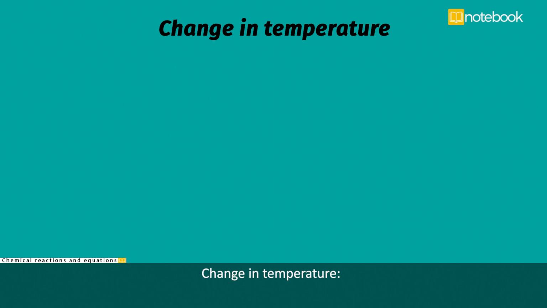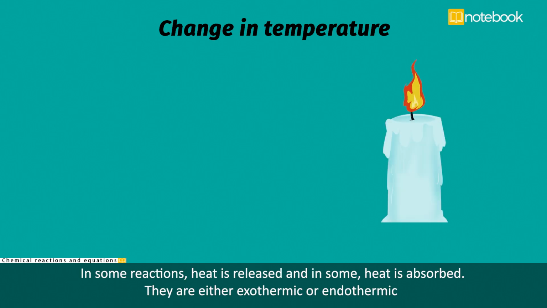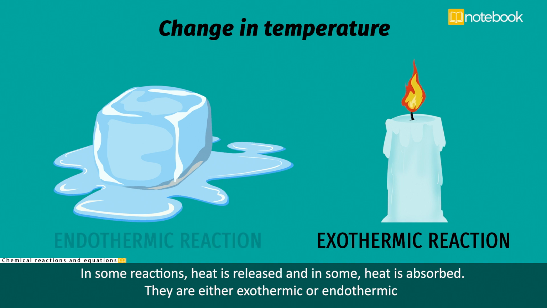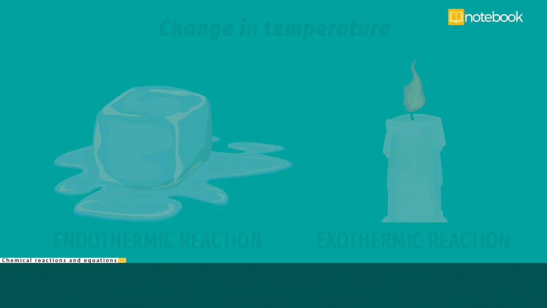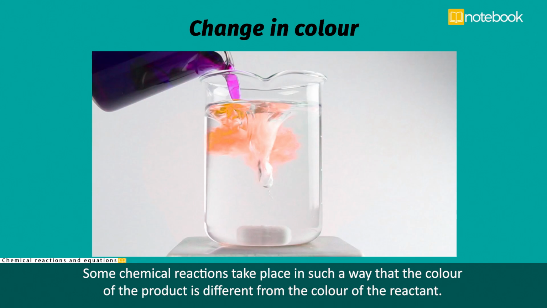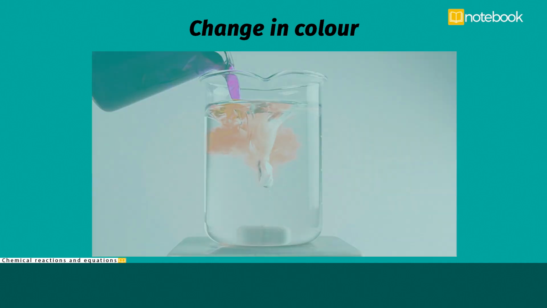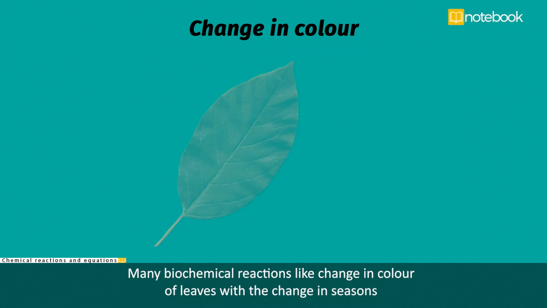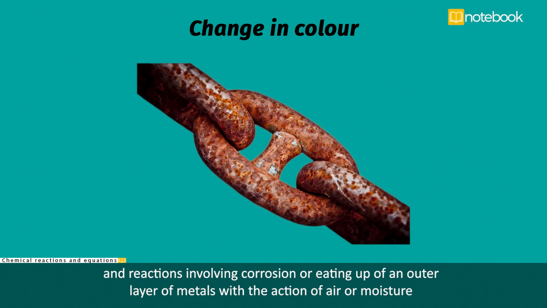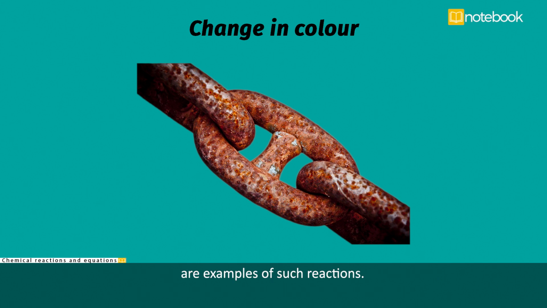Change in temperature. In some reactions, heat is released, and in some, heat is absorbed. They are either exothermic or endothermic, respectively. Color change. Some chemical reactions take place in such a way that the color of the product is different from the color of the reactant. Many biochemical reactions, like change in color of leaves with the change in seasons, and reactions involving corrosion or eating up of an outer layer of metals with the action of air or moisture, are examples of such reactions.